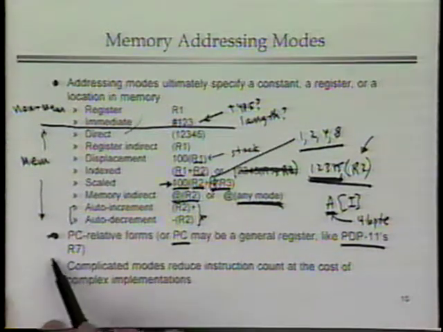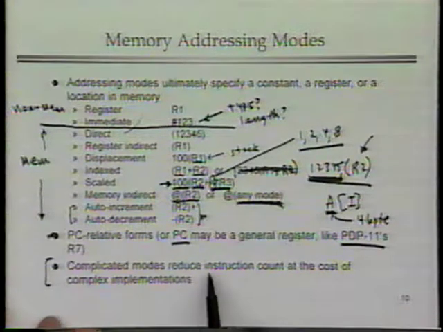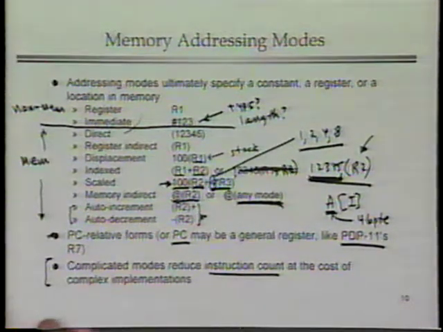Obviously, these complex modes are all useful in some instances, and they reduce the instruction count when you get to use them, but the cost of implementation of these modes is extremely high.